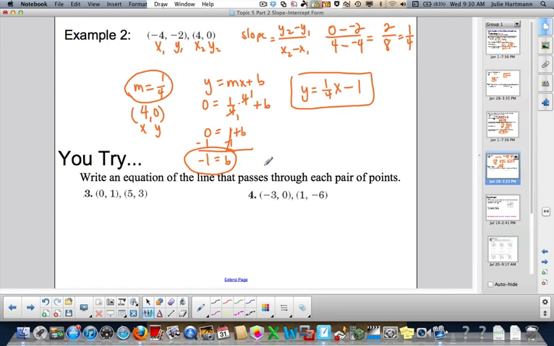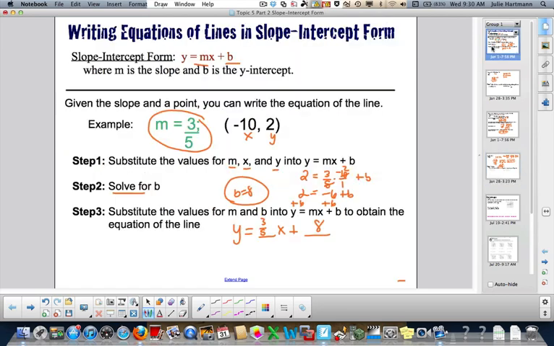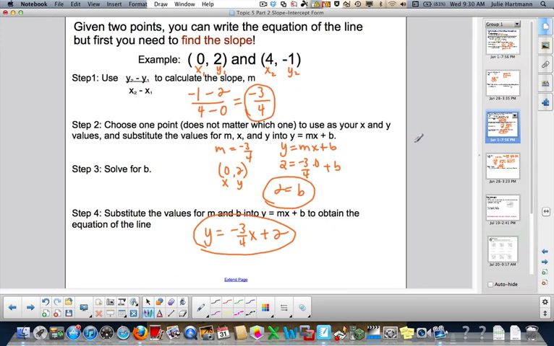Okay, just a recap: when you're given a point and a slope, plug in m, x, and y, and solve for b so you can write your equation. And then when you're given 2 points, find the slope first, and then you do all the same steps. Okay, so go ahead, get all the U-tries done, and we'll go over this tomorrow.